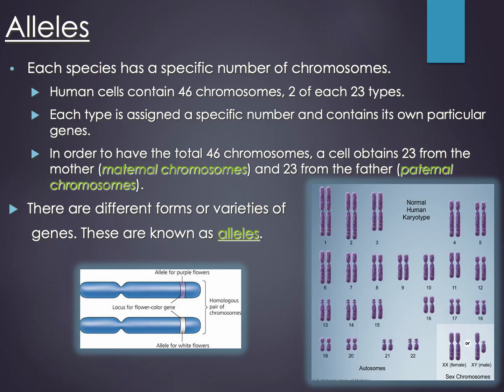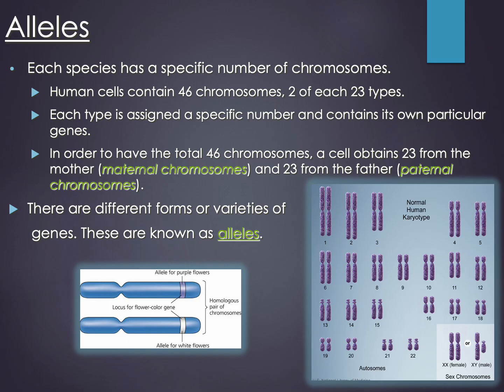Each species has a specific number of chromosomes. Human cells contain 46 chromosomes, 2 of each of 23 types. Each type is assigned a specific number and contains its own particular genes. In order to have the total 46 chromosomes, a cell obtains 23 from the mother, which is the maternal chromosomes, and 23 from the father, the paternal chromosomes.